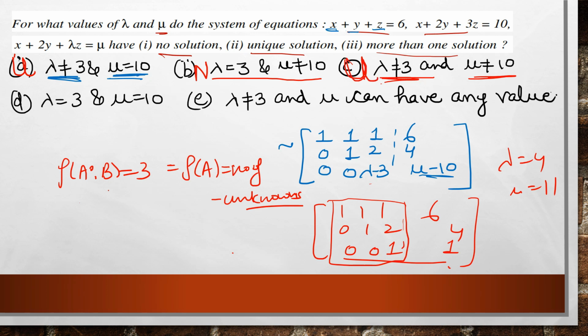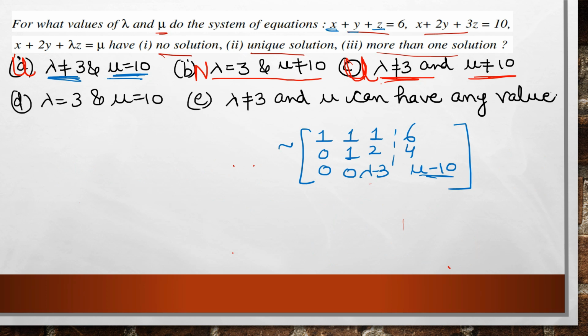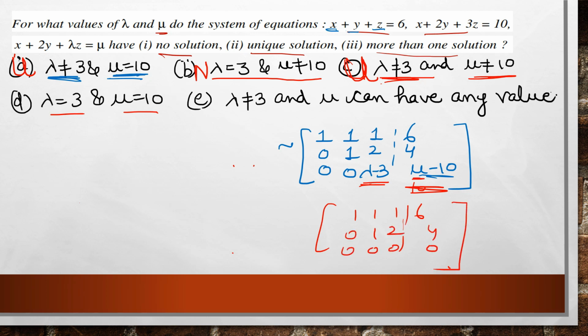Fine. Now come to option D. In option D, they are saying lambda is 3 and mu is 10, means if this thing is 3 and this thing is 10, then obviously both of these will be 0, so you'll get 1 1 1 6, 0 1 2 4, 0 0 0 0. So what is the rank of the augmented matrix?